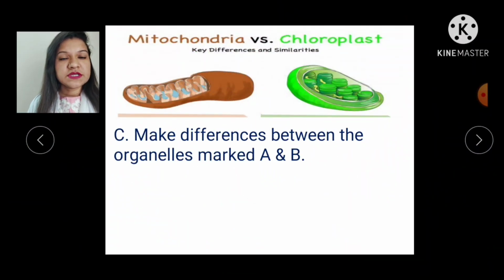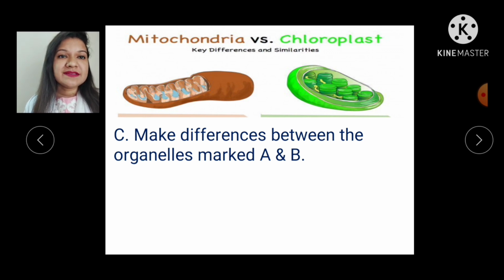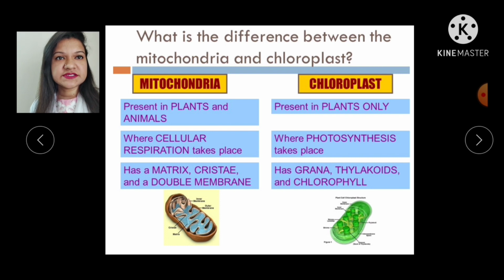Now, the big differences between the organelle marked part A and B. This is the applied based question. In this applied based question, first of all you have to write the knowledge base, like the organelle marked part A is mitochondria and the B is chloroplast.